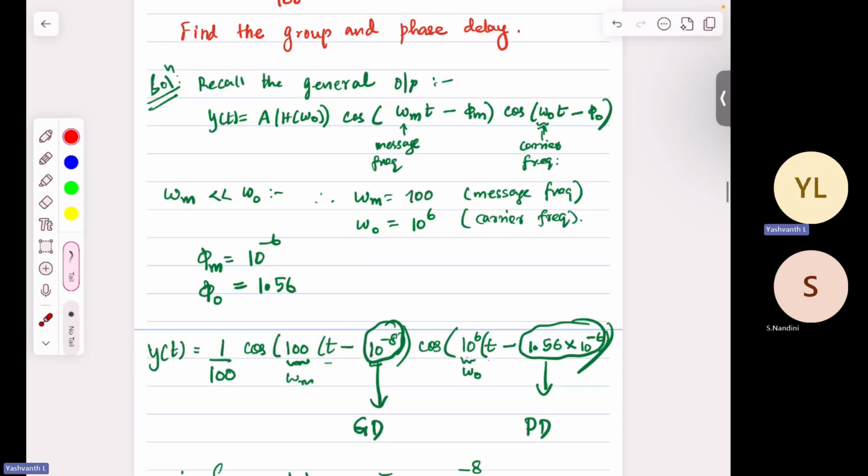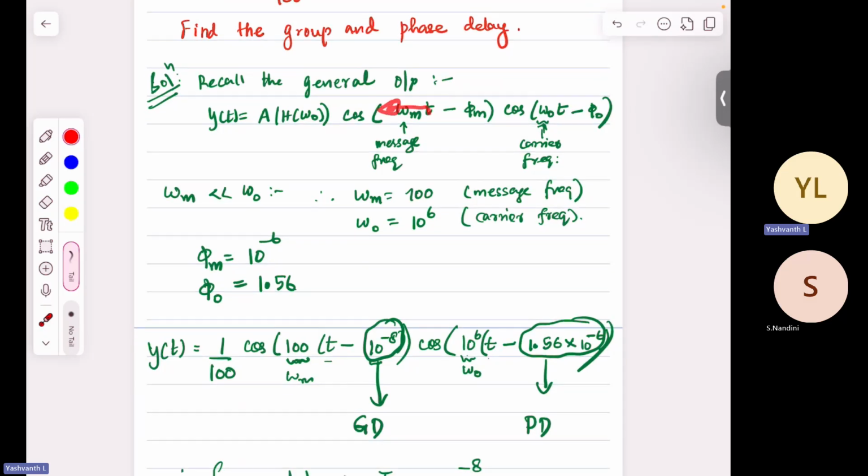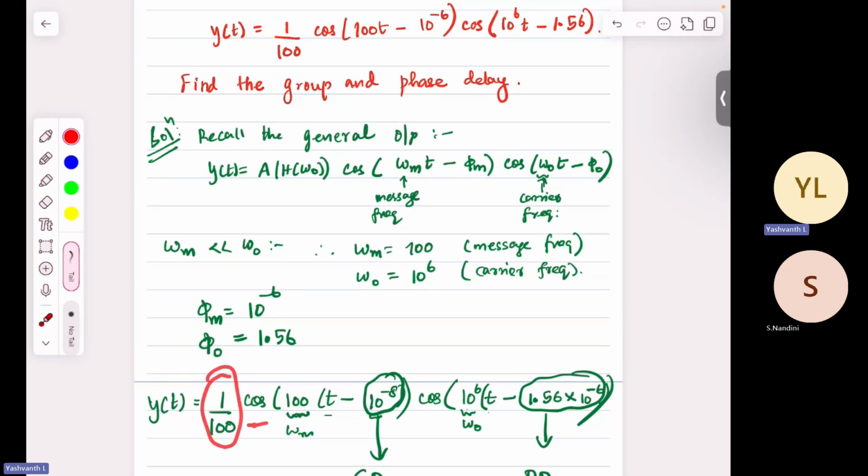Now, what you should do, you should take omega m common, because that's how we had defined our group and phase delay. So take omega m common. That means you can write the output as y of t equal to 1 by 100 of cos of 100 common t minus 10 power minus 8. That's because if I multiply 100 by 10 power minus 8, I get back 10 power minus 6. Therefore, you need to multiply by 10 power minus 8 times cos of 10 power 6, you take common, 10 power 6 of t minus 1.56 into 10 power minus 6. That's because if you multiply 1.56 into 10 power minus 6 by 10 power 6, you get 1.56.